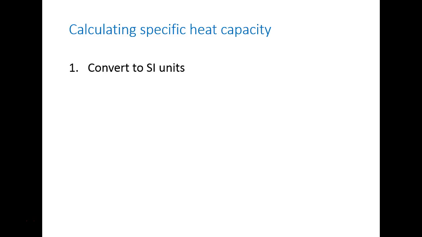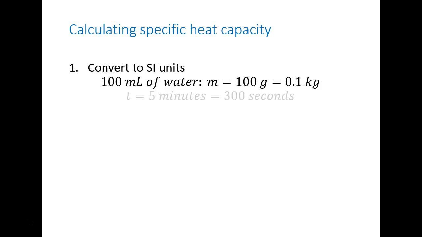Okay, in order to solve this problem, first we need to convert to SI units. So basically, we've got 100 ml of water. That's going to be 100 grams. Now the thing is, remember in physics, mass has to be in kilograms. So 100 grams is going to become 0.1 kilogram. We've also got time being 5 minutes. In physics, again, we are going to use seconds. So 5 minutes is equal to 300 seconds.